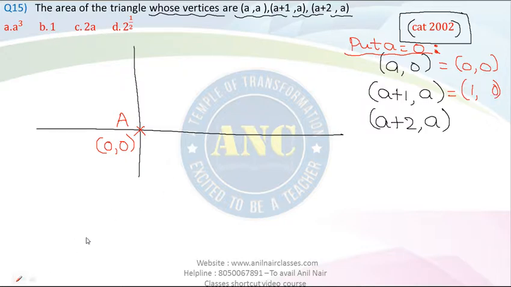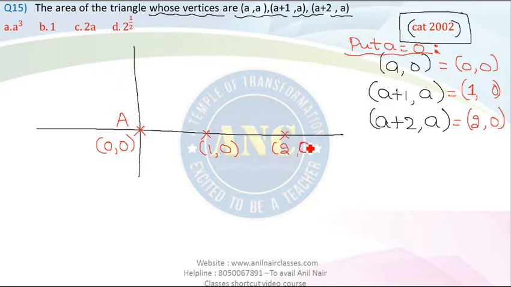If the second point is 1 comma 0, where should that point lie? That means the x-axis is 1 unit, the y-axis is 0 units. This is the point 1 comma 0. I hope you are understanding. And the third point is, what is the third point? A plus 2 comma a. The value of a is 0, so it is 2 comma 0. That means this is the point.